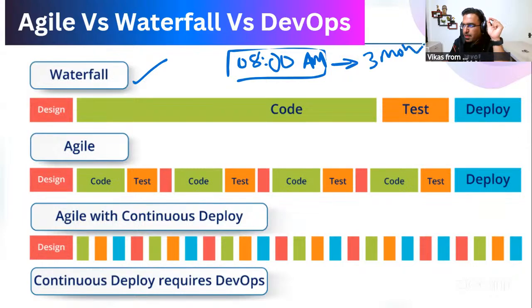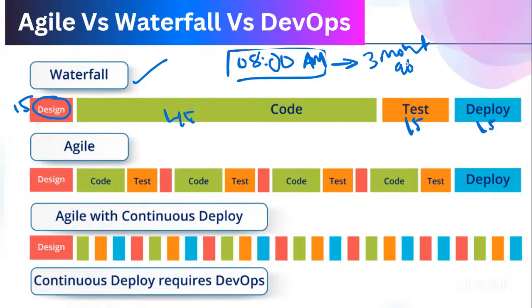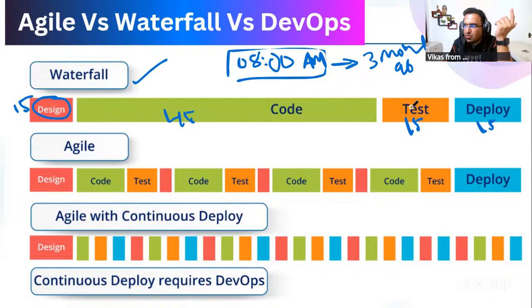In 3 months of time, you took 15 days for the design purpose. You took 45 days for coding purpose. You decided 15 days for testing and 15 days for the deployment. And this is how the 90 days has been completed. Agree? Yes or no? This is what happens in the waterfall model: 15 days for design, 45 days for coding, 15 days for testing, and 15 days for deployment.